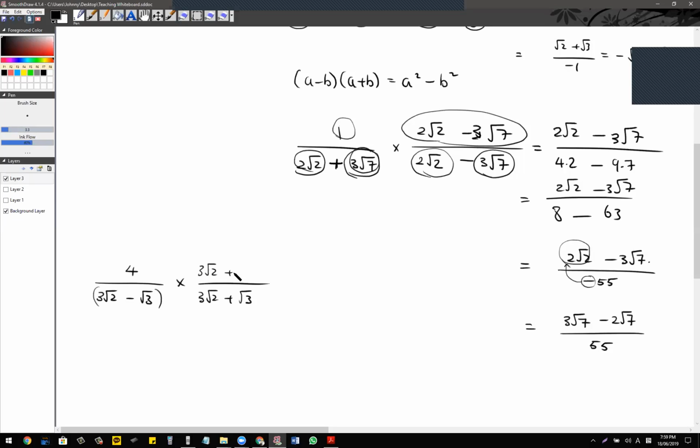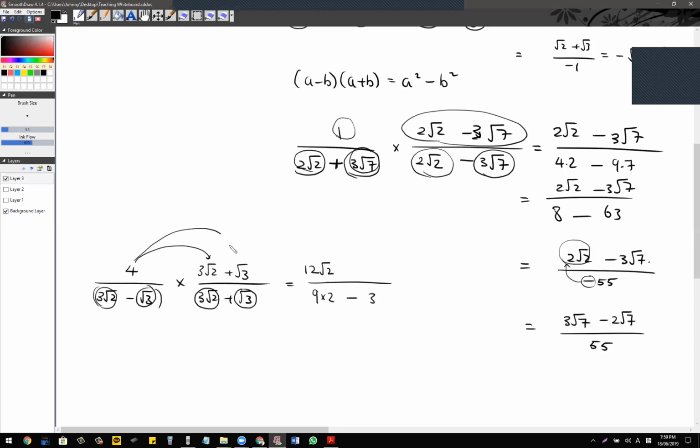So I'm just doing the first step. Did you get this bit here? Yes. Okay, so times this one. Then you get 9 times 2. This one squared is 9 times 2, right? Yeah. And then this one squared is just 3 times 3, which is 9. All right. And this one times this is 12 root 2.